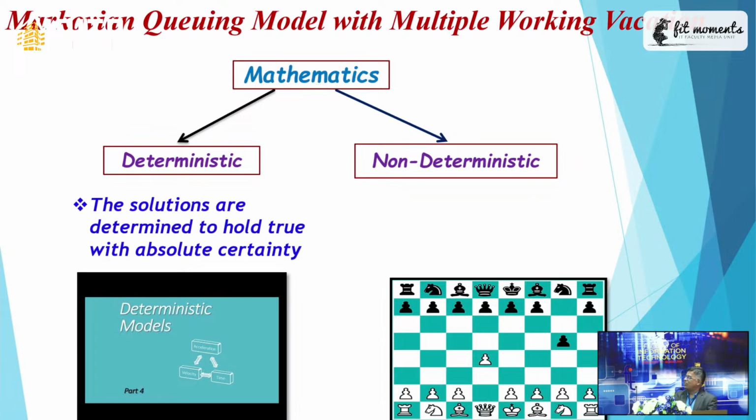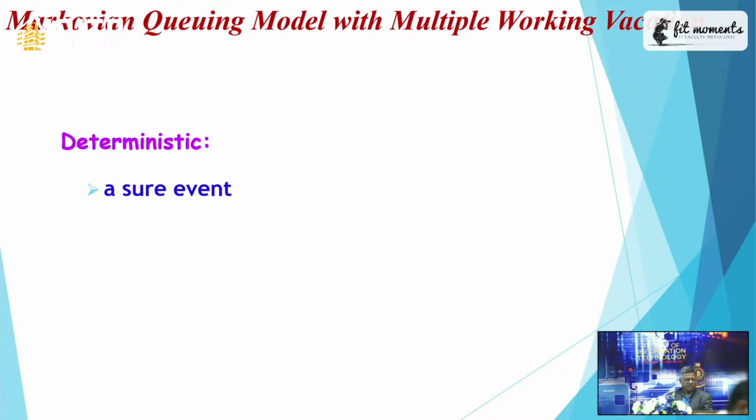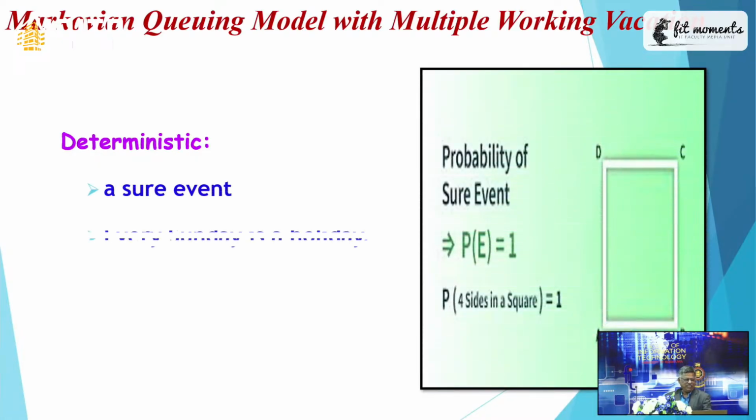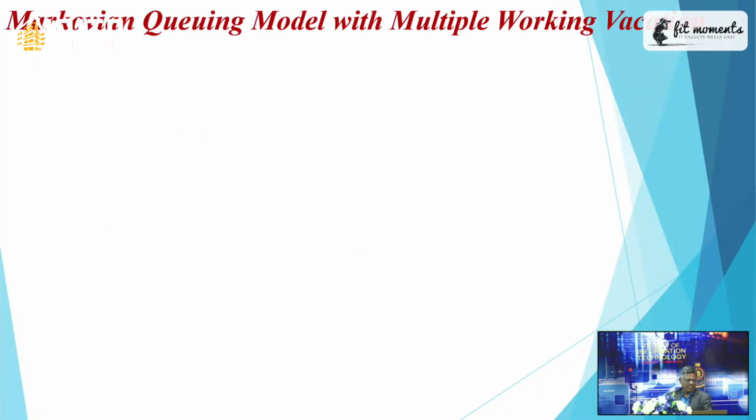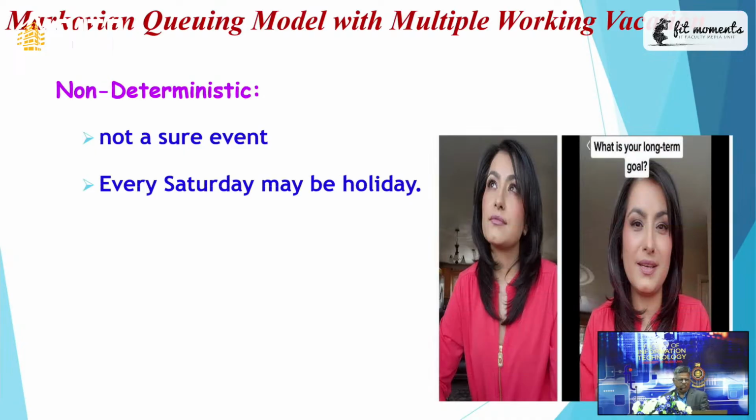Deterministic means the solutions are determined to hold true with the absolute value. Non-deterministic means probability. That is, deterministic means the sure event. Every Sunday is a holiday. Normally we say that. Non-deterministic, not sure event. That is, every Saturday may be a holiday.